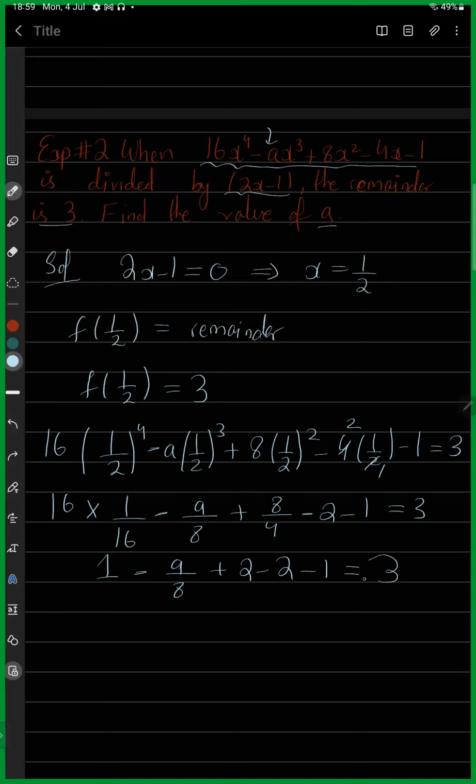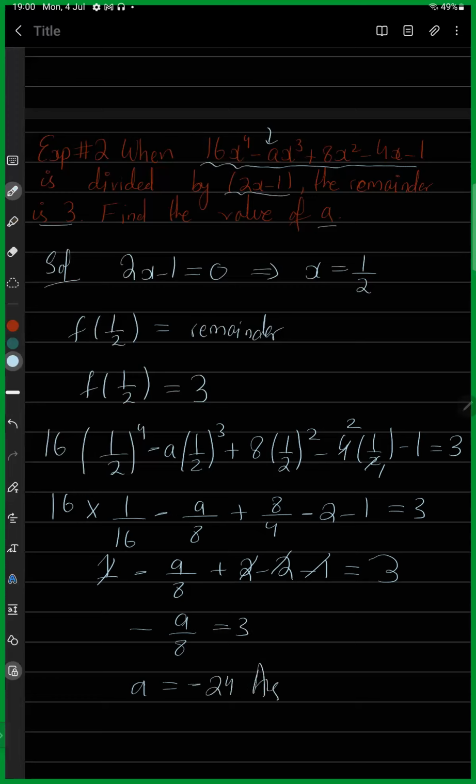These two would be cancelled, and I would get minus a by 8 is equal to 3, and a is going to be minus 24. This would be the answer.